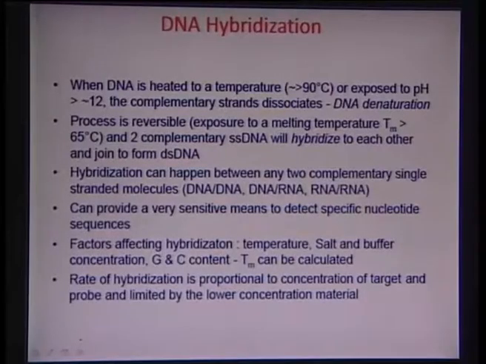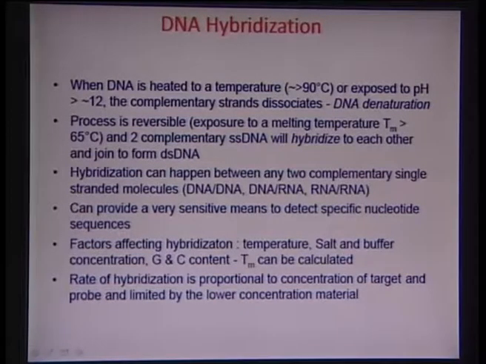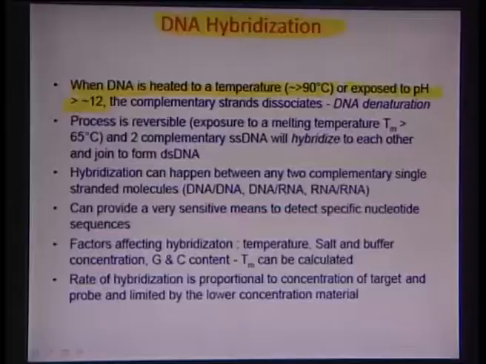Let's talk about some other aspects of DNA which are important for detection and diagnostics. What is DNA hybridization? Essentially, when DNA is heated to more than 90 degrees Celsius, or exposed to a pH of less than 12 or greater than 12, there is a tendency of these complementary strands to split apart along the hydrogen bonds. So there is a cleavage between the hydrogen bonds in between the base pairs, along these directions.